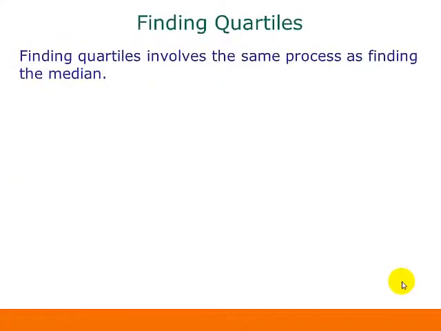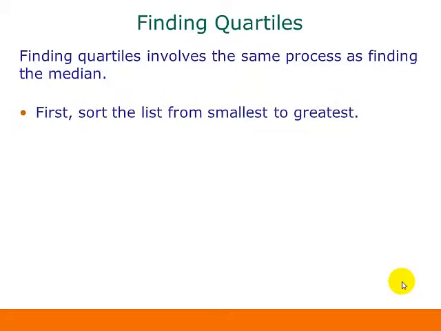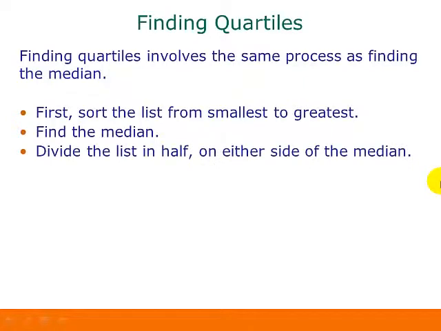To find quartiles, we actually use the same process as we do to find the median. Again, the first step is to sort the list from smallest to greatest. Then the second step is to find the median. The median is actually one of the quartiles, it's Q2. So that's one of the ones that we need to find. Now once we've found the median, we use that to divide the list in half.